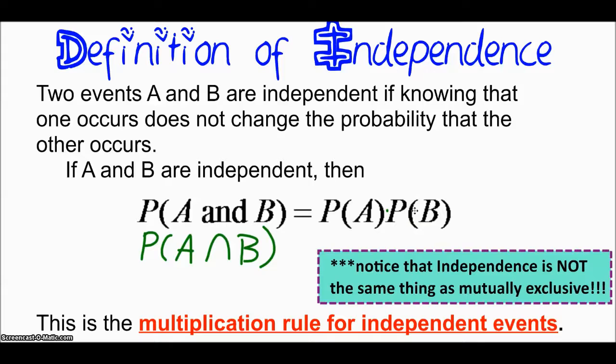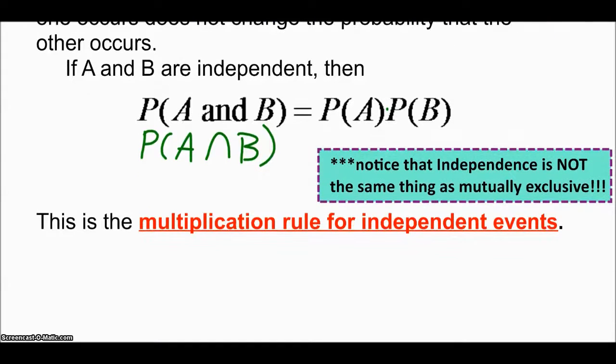Please keep in mind that this is very different than mutually exclusive. Okay? So just keep that in mind that independent and mutually exclusive are not the same item. And what you see here is actually called the multiplication rule for independent events.